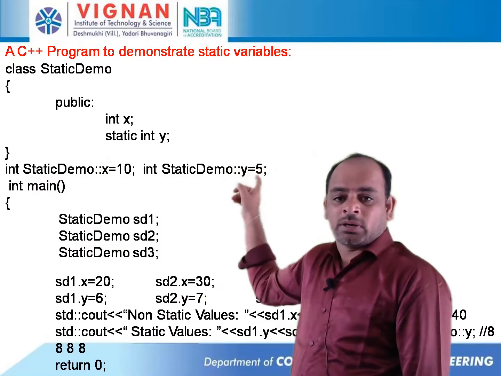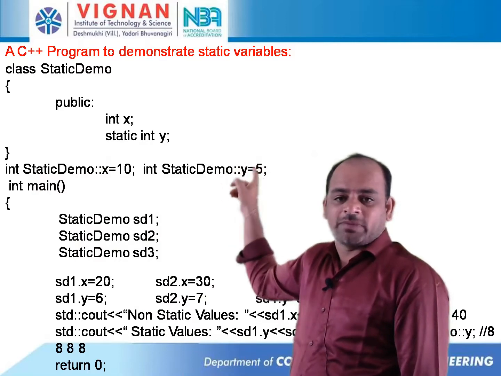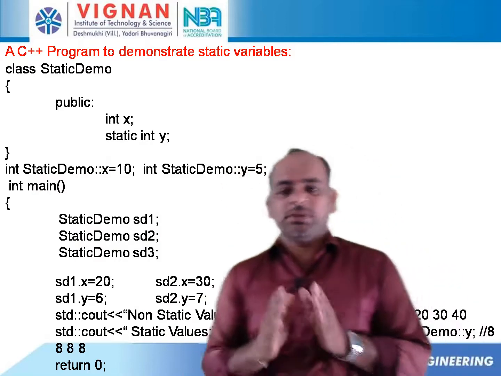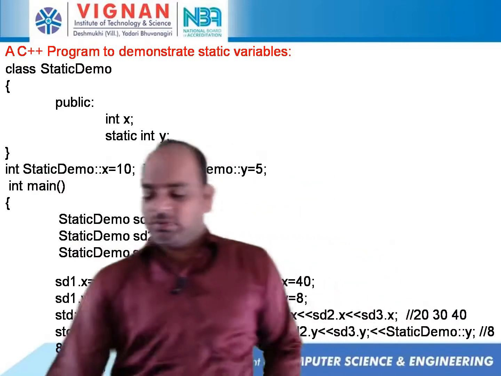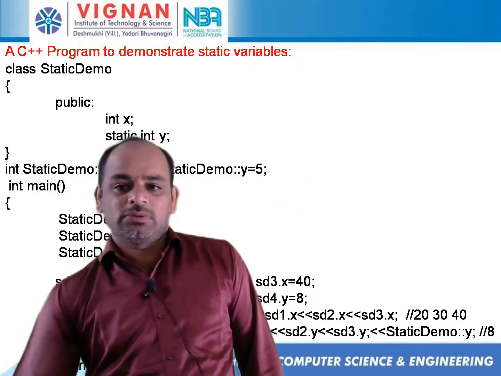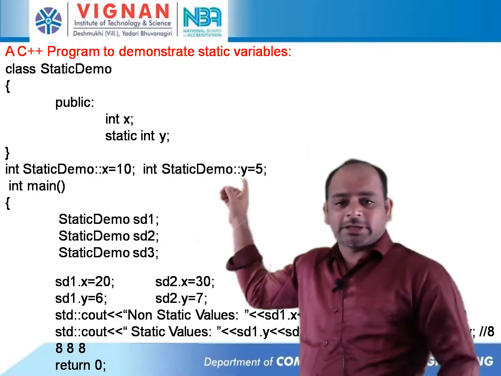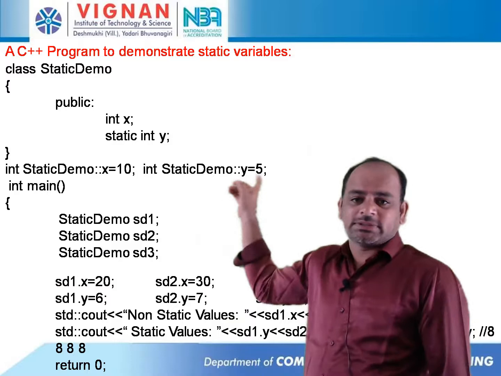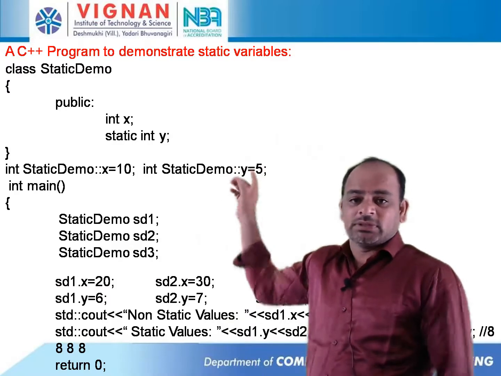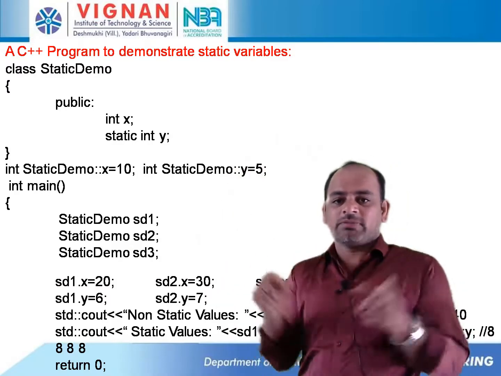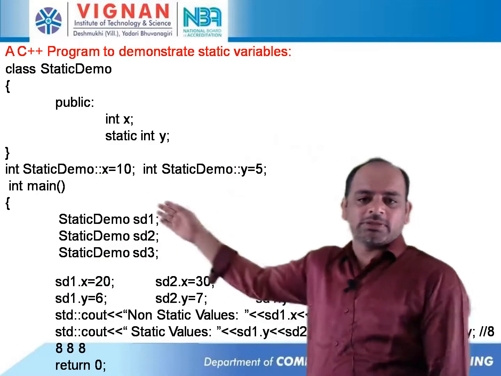If you do not initialize this y to 5, by default it is initialized with 0. We can also explicitly initialize it with some value. That means the static variable y is storing the value 5. Now let us go to the main function.